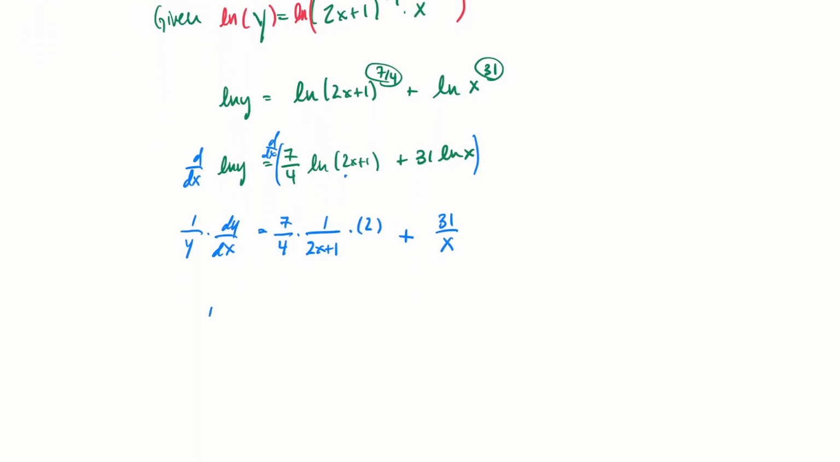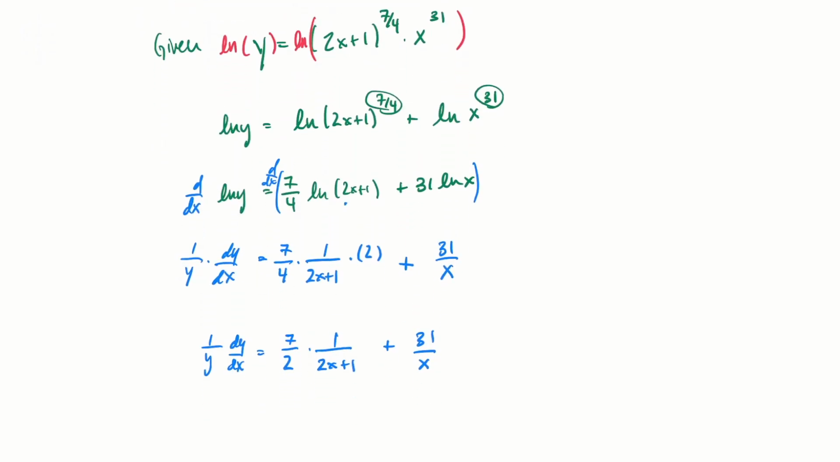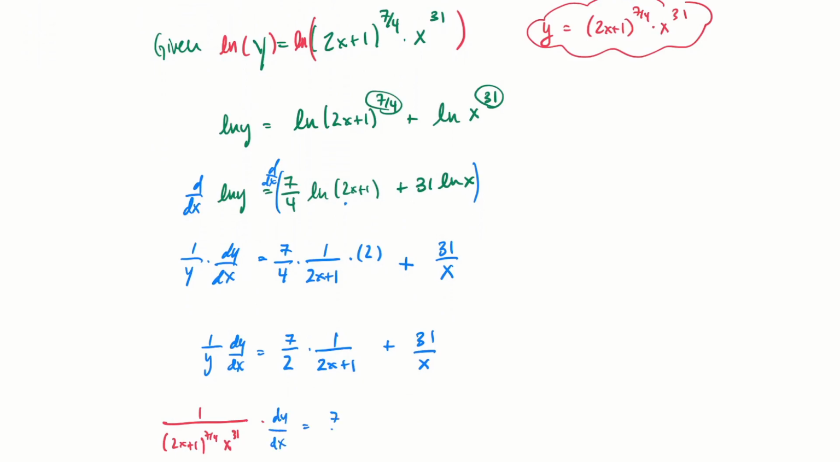And so we'll simplify a little bit here. 1 over y dy/dx is, let's see, we got a 2 to cancel with this 4, so we'll get 7 over 2 times 1 over 2x plus 1, plus 31 over x. All right, and then one thing that you can do here is then take y, right? You know that y equals (2x plus 1) to the 7/4 times x to the 31st. You can take this fact and substitute it back in for y, okay? And so this becomes 1 over (2x plus 1) to the 7/4 x to the 31st times dy/dx equals the right-hand side.